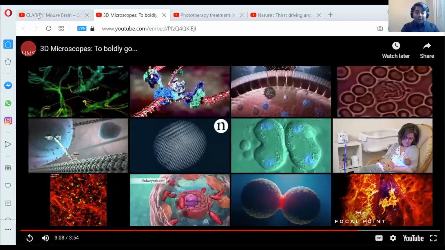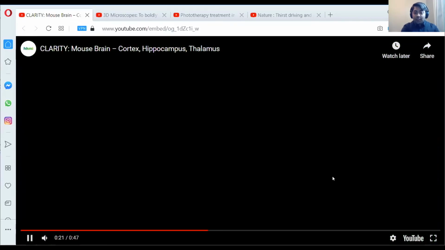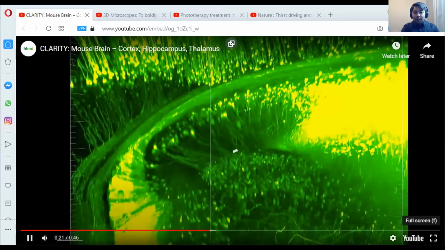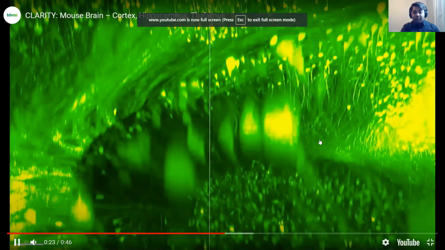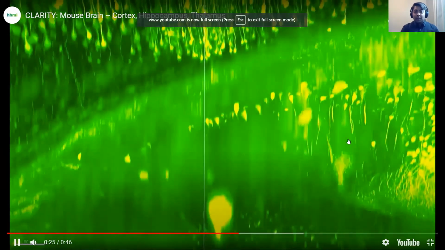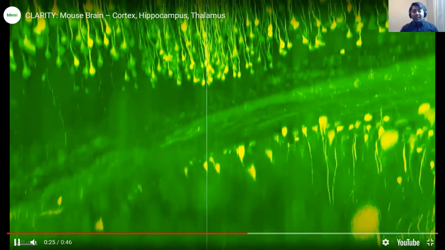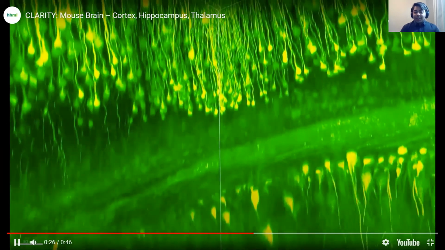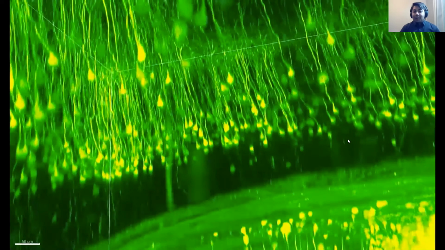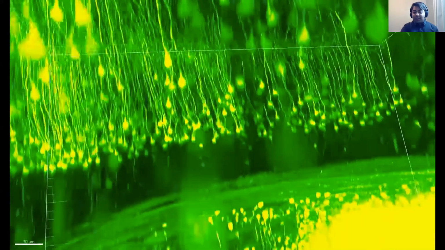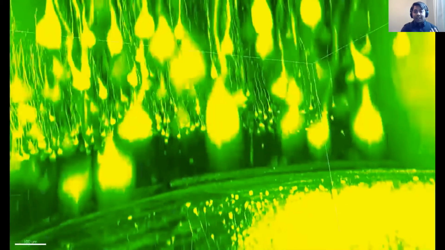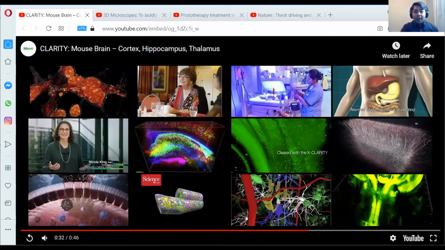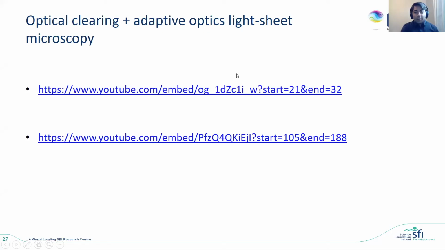I will show you just another one with the mouse brain. So this is a map of how you can see inside the mouse brain. You can see all the cells there. So yeah, we just see a brief overview of what is the potential of this technique.